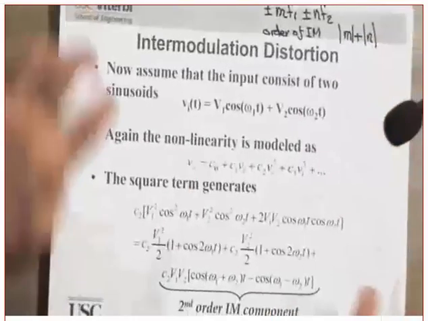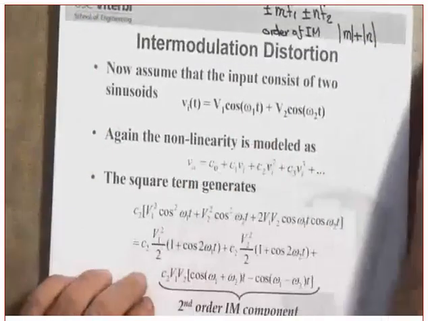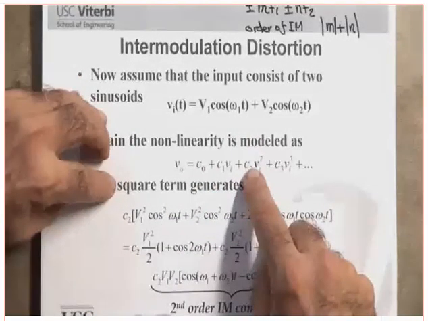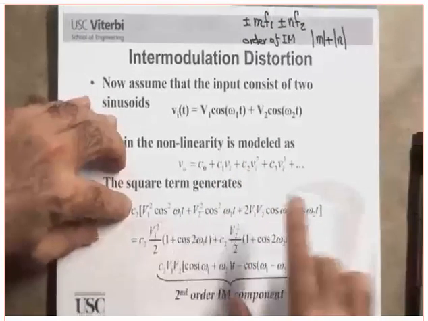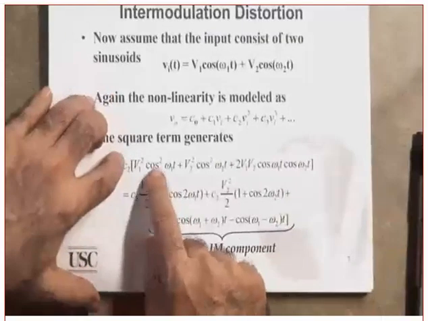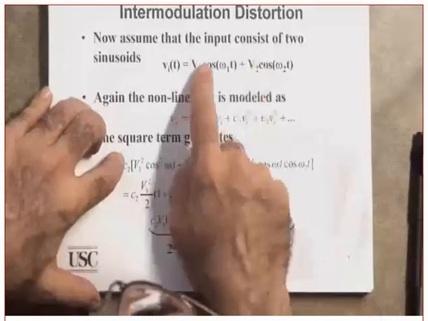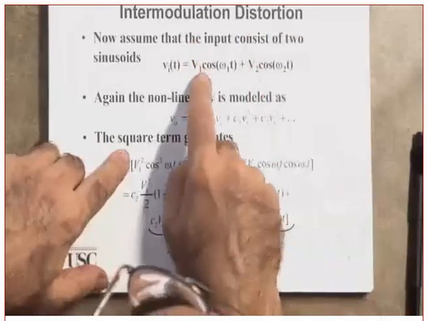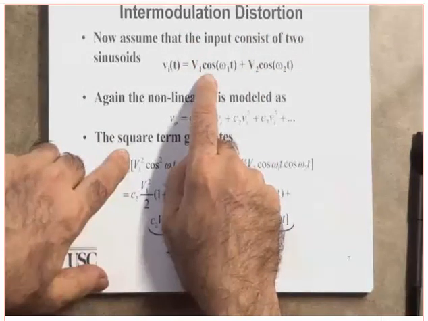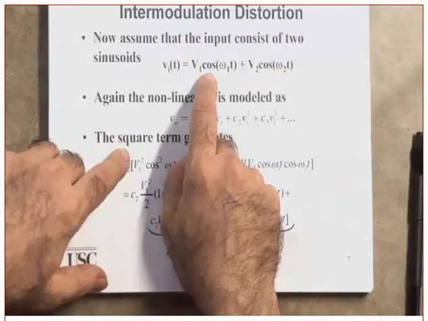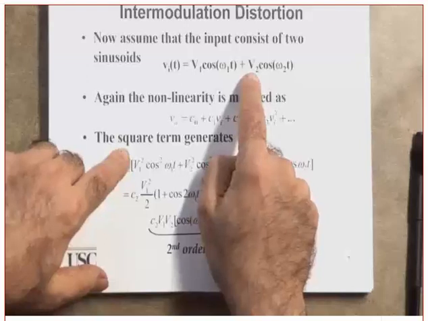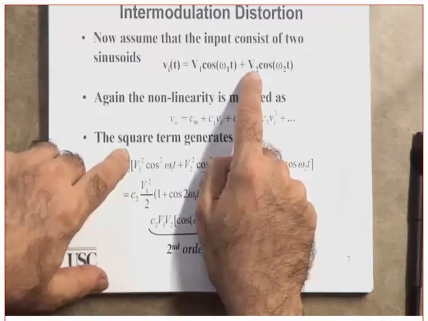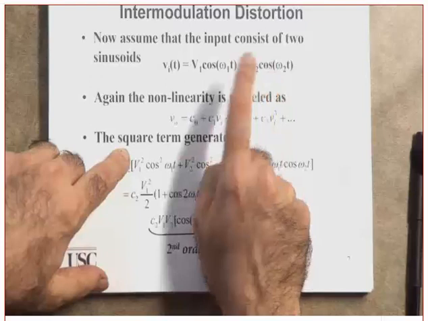Let's see what we have here. So these are the two inputs. Again, the nonlinearity model is this. The square term, what is it generating? Square means the whole thing squared. This will generate DC and second harmonic. You agree? Second harmonic of omega 2.